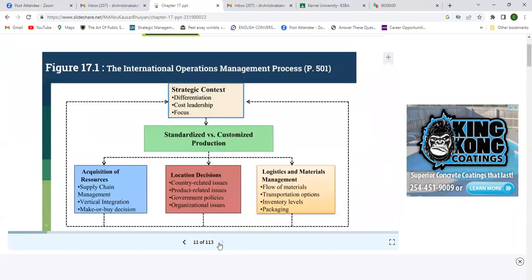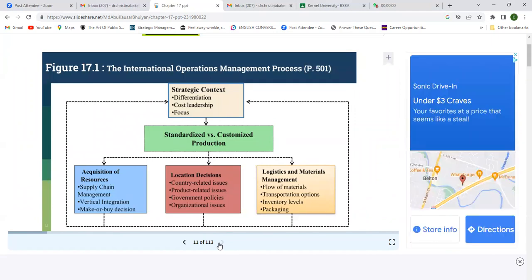We have strategic context: differentiation, cost leadership, focus, standardized versus customized product. Acquisition of resources: supply chain management, vertical integration, make or buy decision, location decision, country-related decisions, product-related issues, government policies, organizational issues, logistics and materials management, flow of materials, transportation options, inventory levels, and packaging.